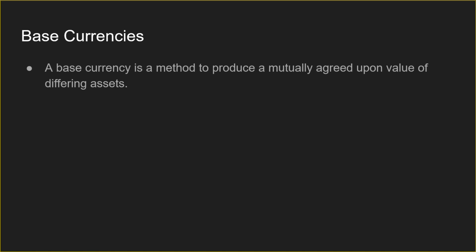So, more on base currencies. Base currencies are a method to produce a mutually agreed upon value of differing assets. If you think about it, we're still exchanging things, right? One person is buying, another person is selling, and vice versa. When you sell your crypto, another person is buying. So you are essentially exchanging goods on these crypto exchanges, and what we use to have a mutually agreed upon value is the base currency.